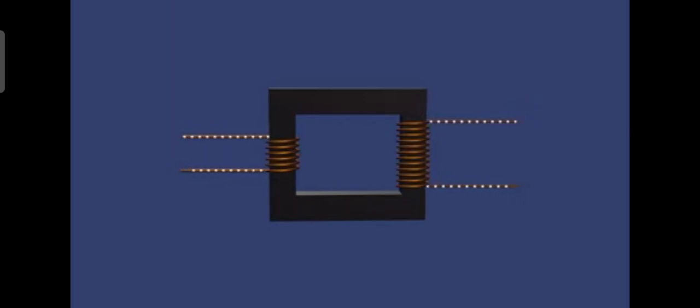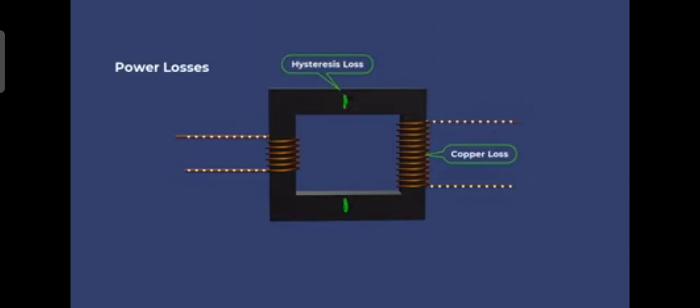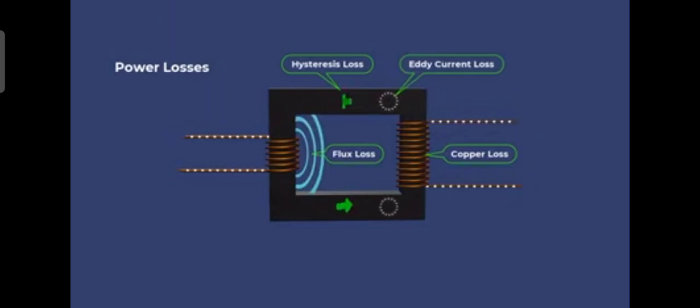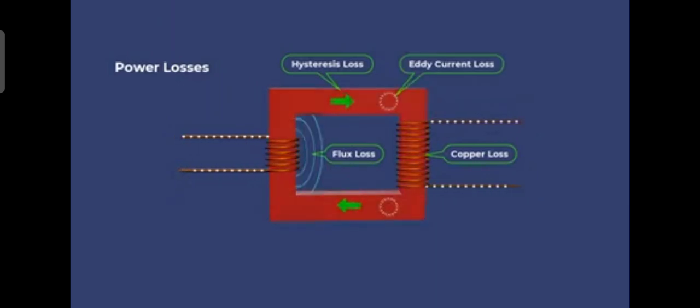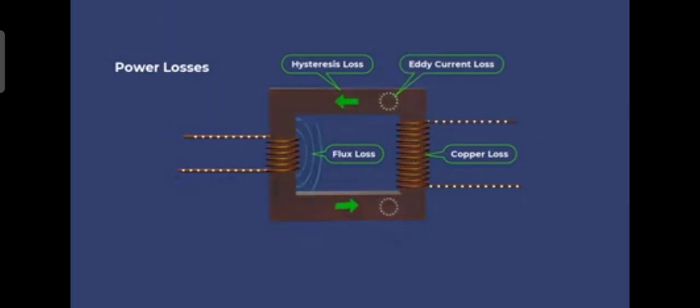Transformers are highly efficient devices, with an efficiency of 95% or higher. However, transformers, like all devices, are not perfect, and the output power is always slightly less than the input power. Real transformers have power losses, including copper loss, hysteresis loss, flux loss, and eddy current loss, which end up as heat that must be removed from the transformer.